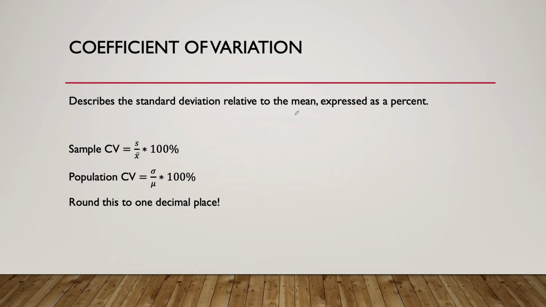The coefficient of variation describes the standard deviation relative to the mean, expressed as a percent. So both of these have the same idea. They take the standard deviation divided by the mean times 100. For the sample coefficient of variation, this would be the sample standard deviation divided by the sample mean times 100%. For the population coefficient of variation, that will be the population standard deviation sigma divided by the population mean mu times 100%. And both of those are rounded to 1 decimal place.